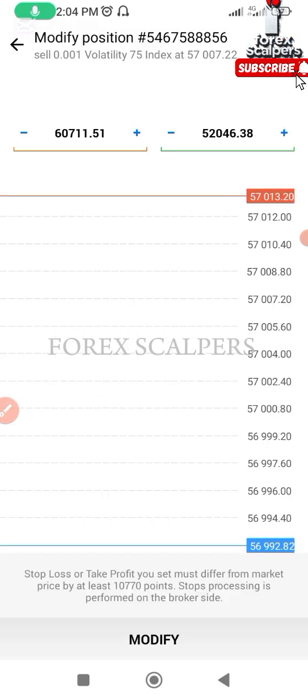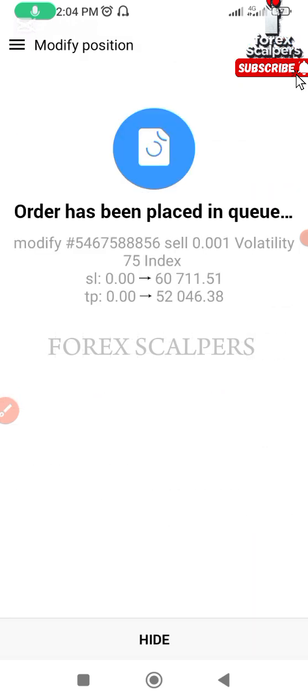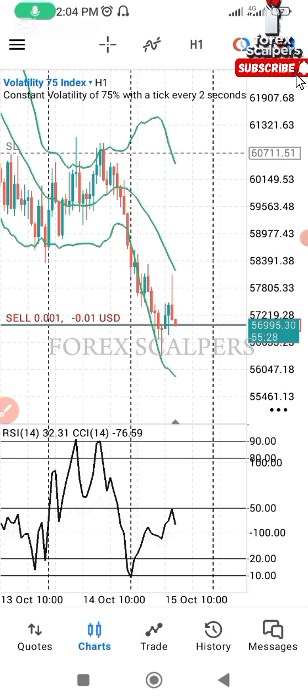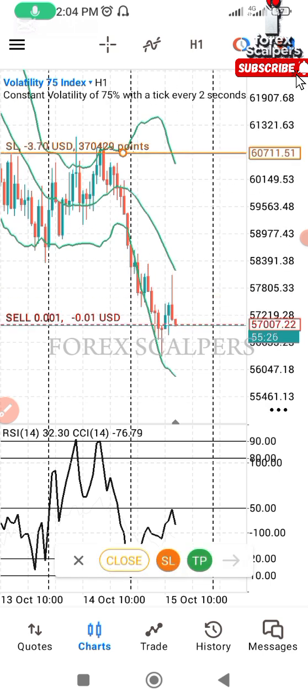So let's go. So that is it. I have this trade now. I've placed my trade, and as you can see, I'm using the least lot, and I am not risking too much. I am only risking 3.70 cents. So that is just what I am risking.